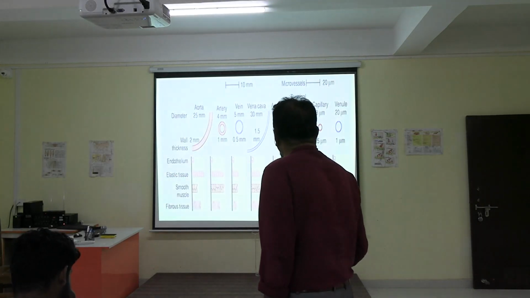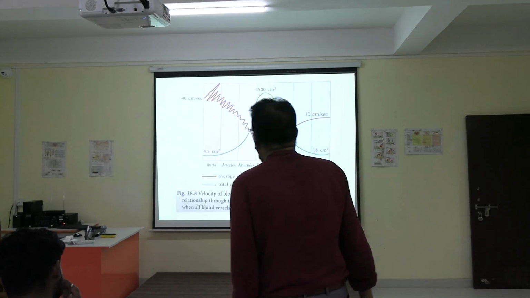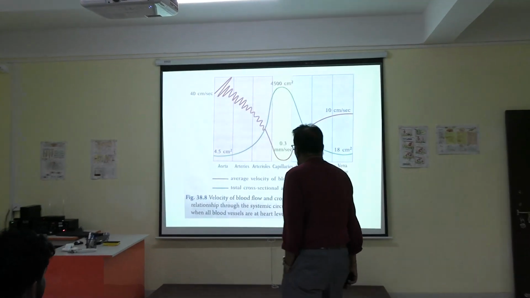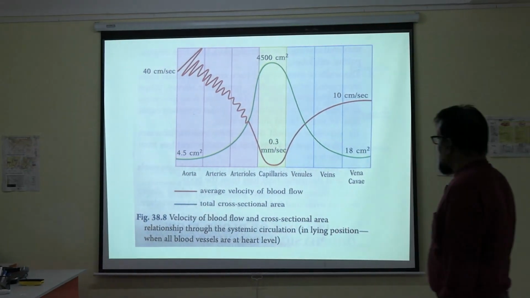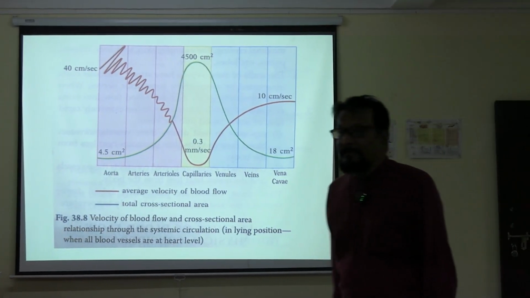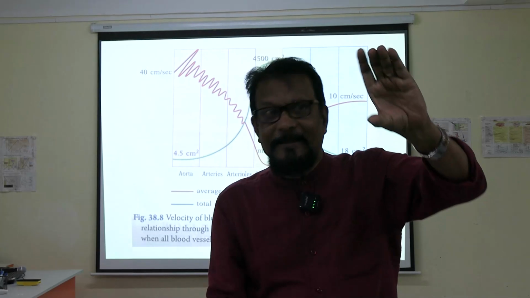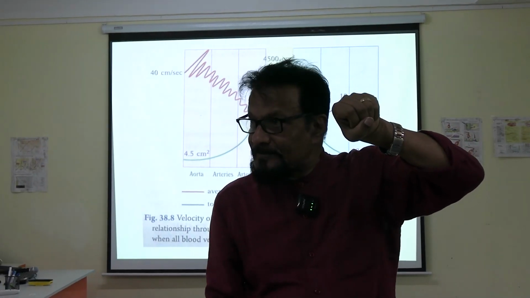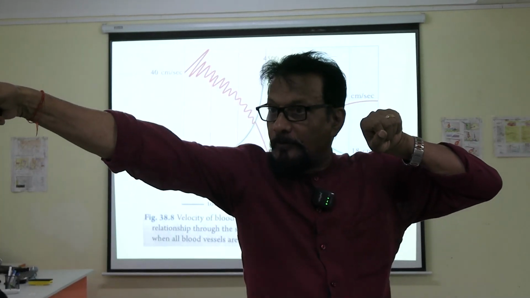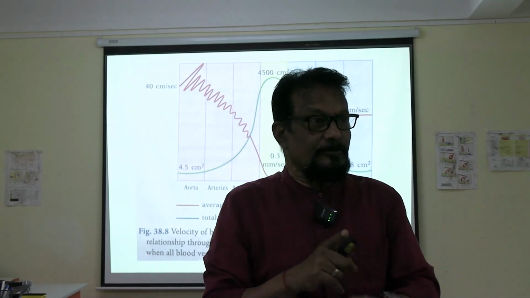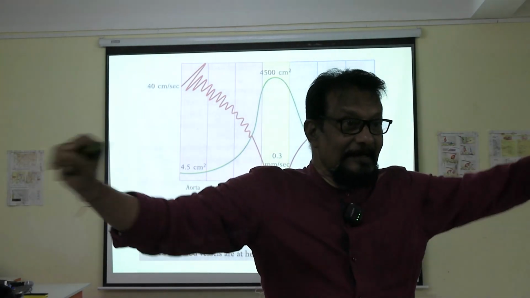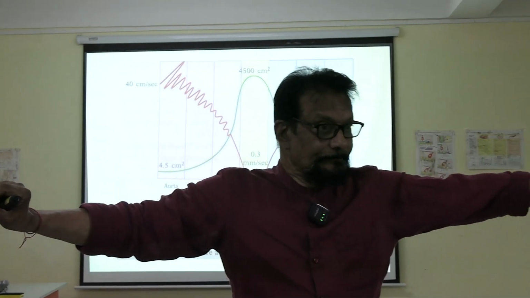Here, you are studying the relation between cross-sectional area and velocity. You have the idea, if cross-sectional area is less, velocity will be more. Cross-sectional area less, velocity will be more for a single vessel.